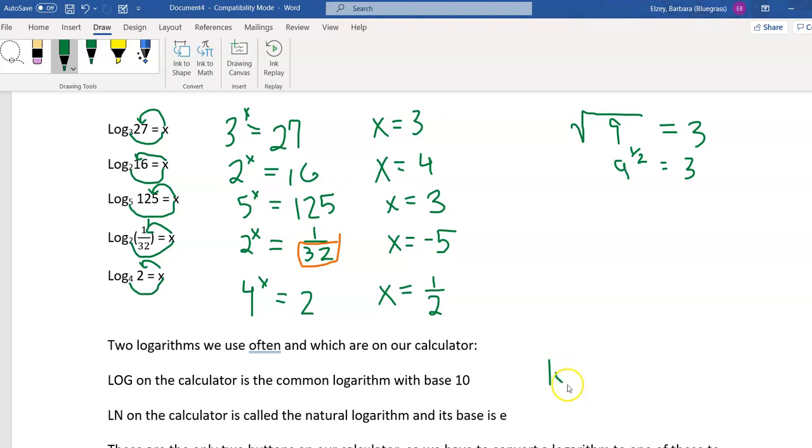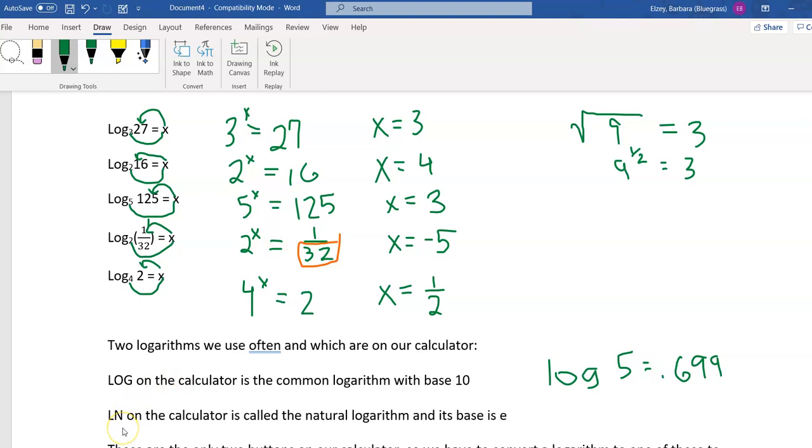So if you see, for example, LOG 5, okay? Well, there's no base written there. That is base 10. And we can just immediately click on the LOG button on our calculator and put the 5 behind it and hit enter, and it tells us that log base 10 of 5 is 0.699 if I round to 3 decimal places. And you might try that on your calculator just to make sure that you're using your LOG button correctly.